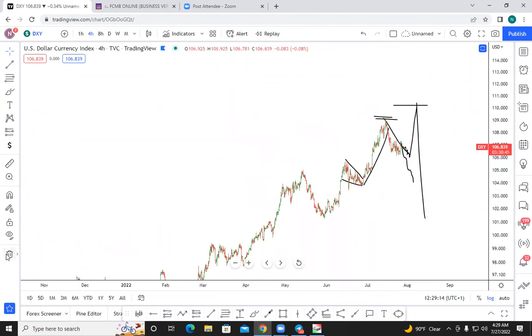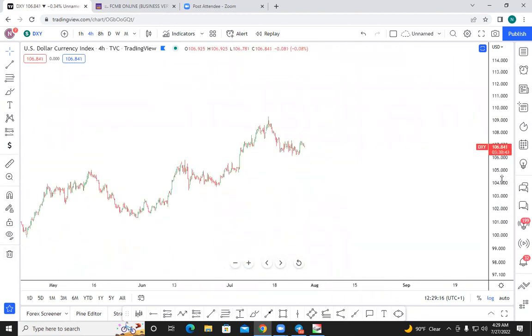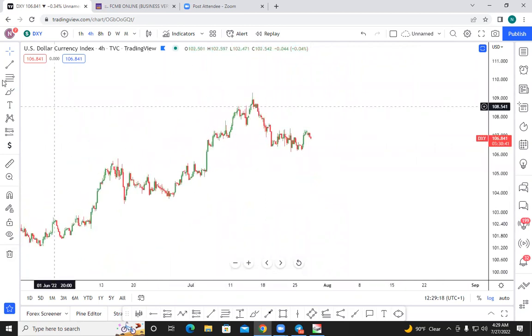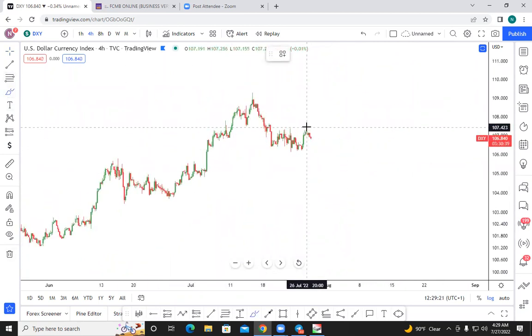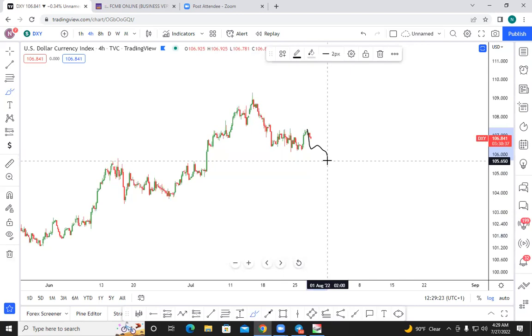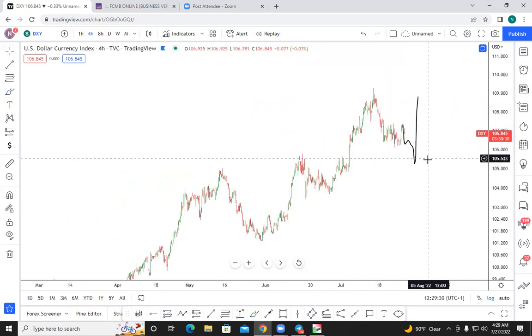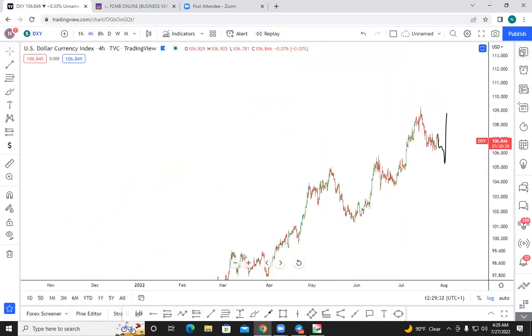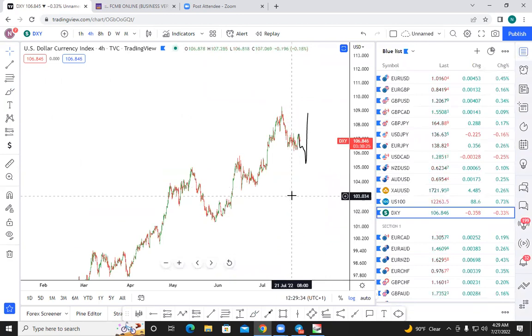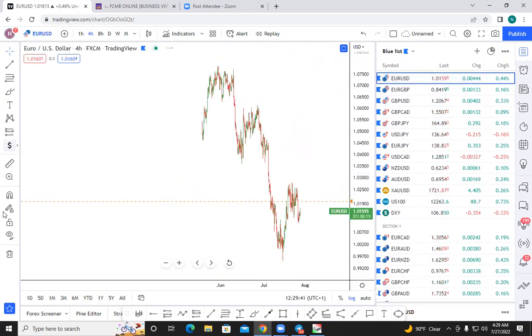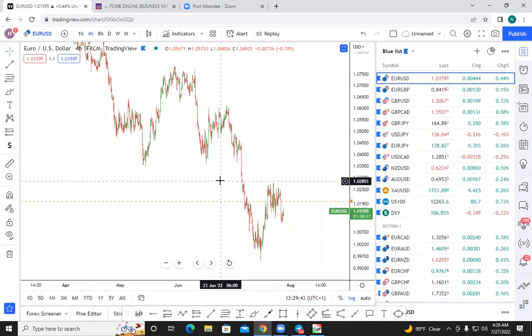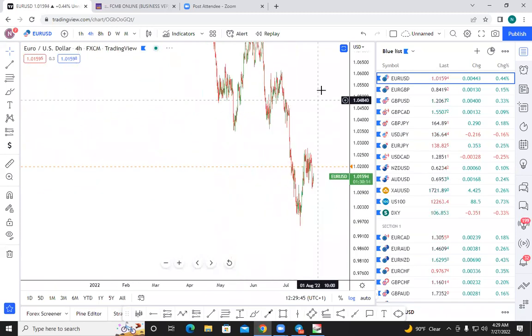Do you understand? But for now, what we are anticipating is simple: let this come down a little, then it moves up when the Fed hikes rates again. That is DXY. Of course, whatever we see in DXY will tell us what is going to happen to other pairs. Okay, EUR/USD.